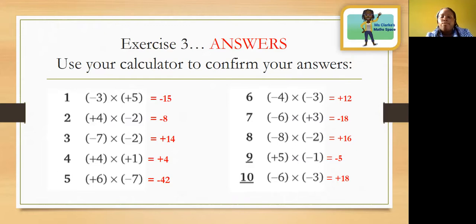Question 6, we have negative 4 multiplied by negative 3. A negative by negative is a positive, 4 by 3 is 12, so you end up getting positive 12.